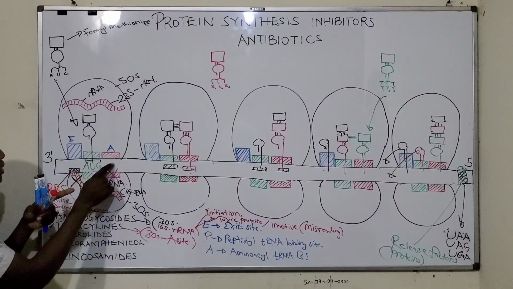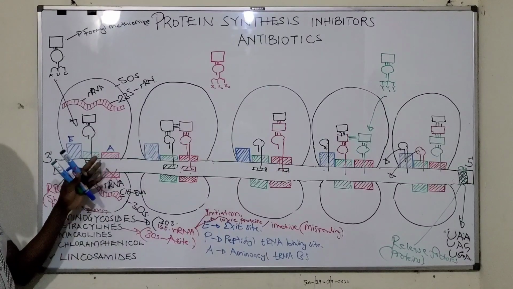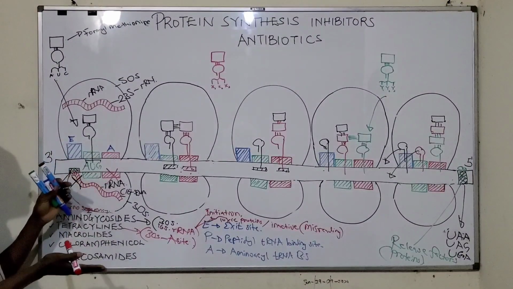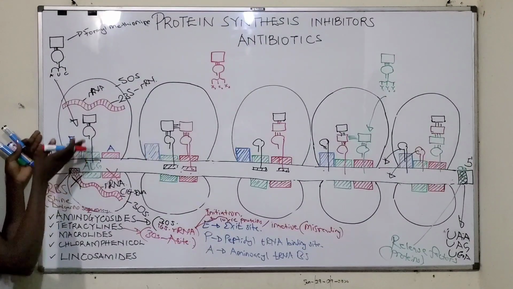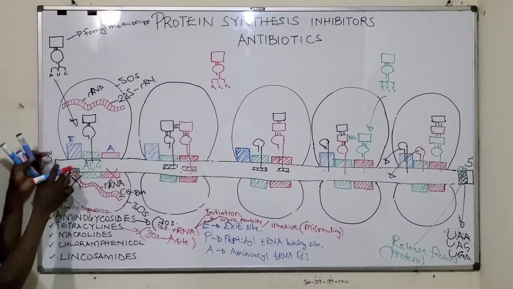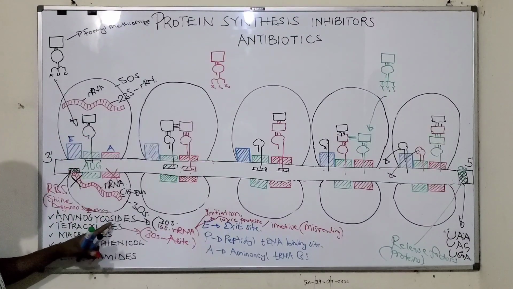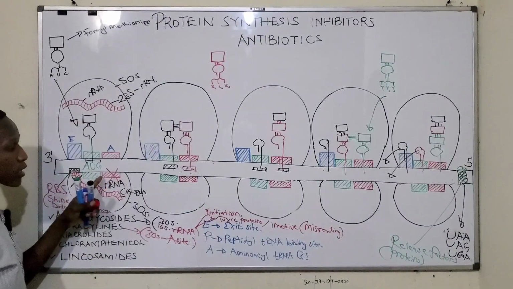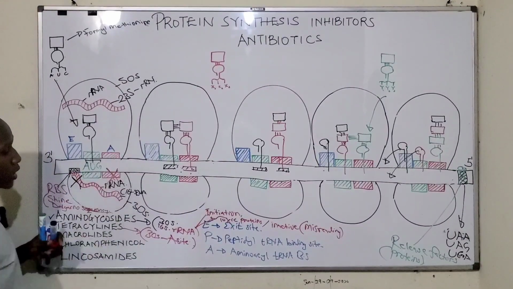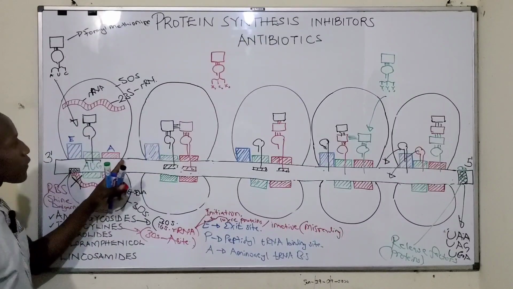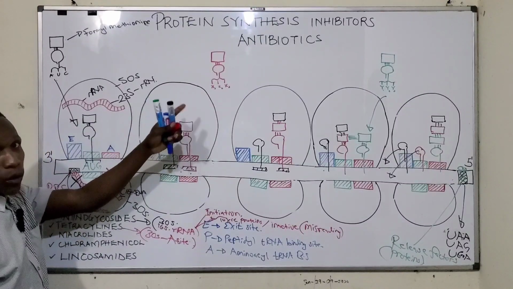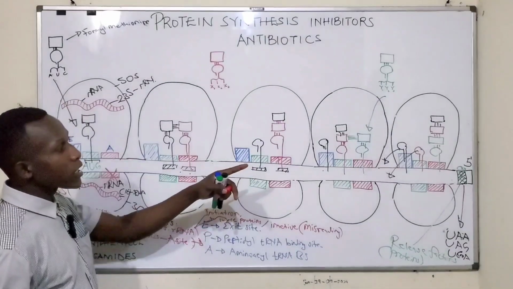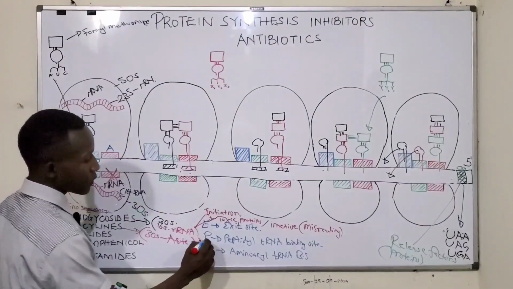Remember, the A site and the P site are the interface between the two subunits. But the A site is much in the larger subunit, as you can see. So tetracyclines inhibit the process at the A site, but on the smaller subunit here. Meaning that the growth of the polypeptide chain will be inhibited. The growing polypeptide chain may be terminated prematurely.